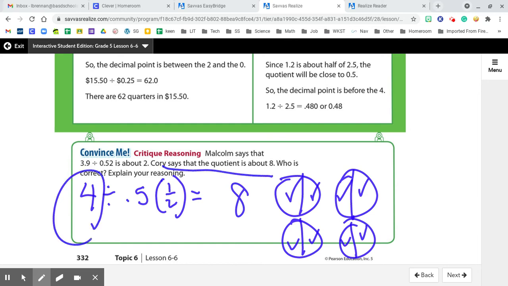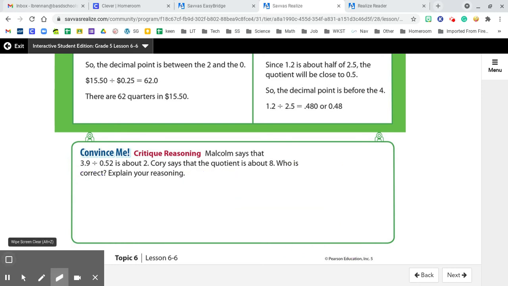Remember, the first value, your dividend, is what you have. The divisor is how many equal groups you want to make. So if you want to know how many halves there are in the whole number 4, that's why I use this little drawing to demonstrate. Let's keep going a little bit here.